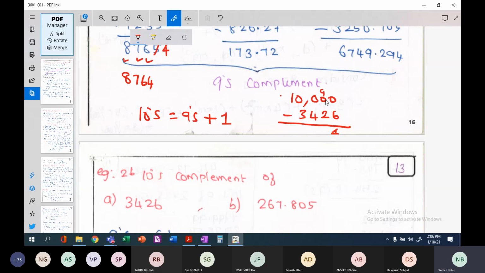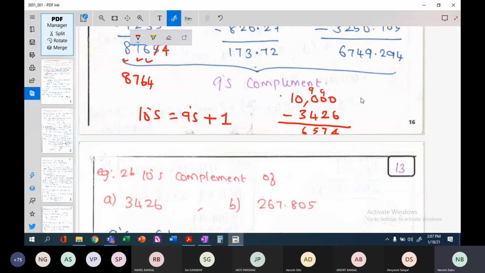You will take a carry here, so it will be 9. So 7. Again, one more carry here. So this is going to be 5. And then one more carry here. So this is going to be 6. So 6, 5, 7, 4. Instead, you take 9's complement and add 1, that will be much simpler.